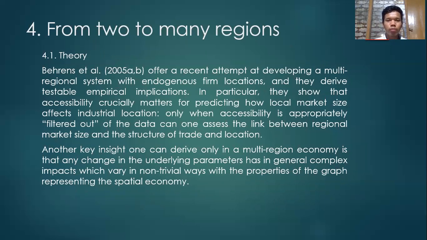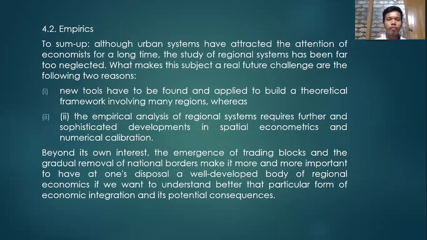4. From two to many regions. 4.1 Theory. Behrens et al. offer a recent attempt at developing a multi-regional system with endogenous firm location, and they derive testable empirical implications. In particular, they show that accessibility crucially matters for predicting how local market size affects industrial locations. Another key insight one can derive only in a multi-region economy is that any change in the underlying parameters has in general complex impacts which vary in non-trivial ways with the properties of the graph representing a spatial economy.